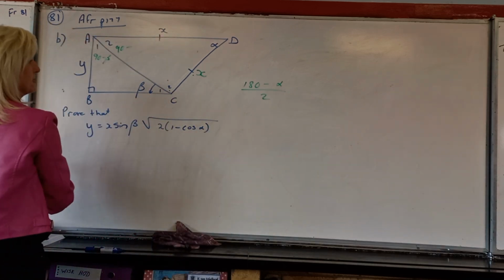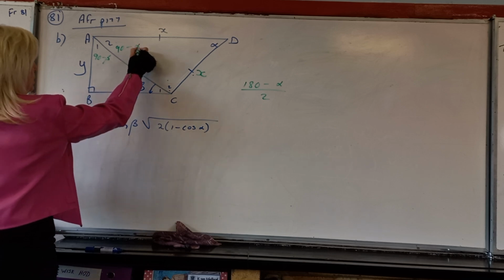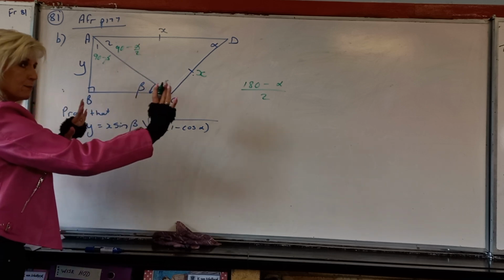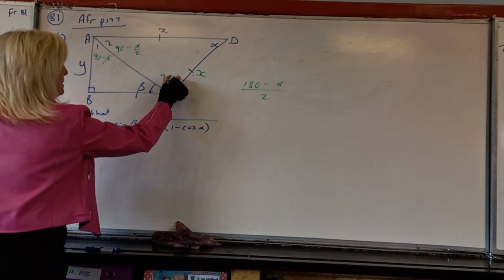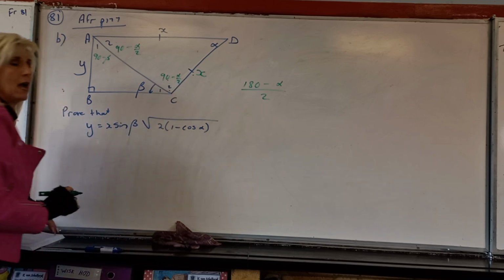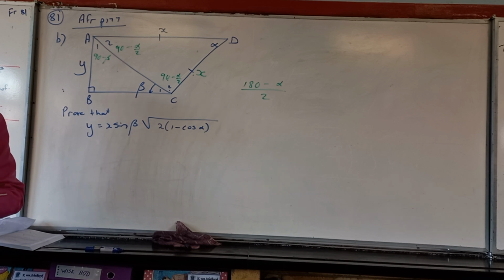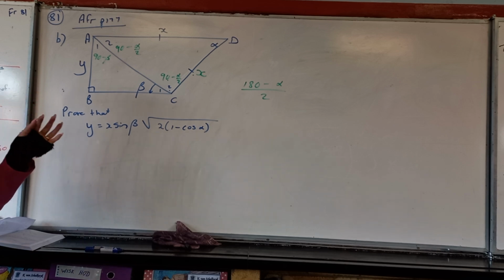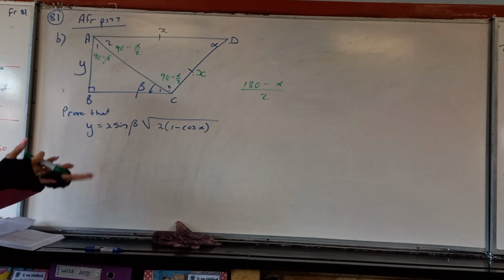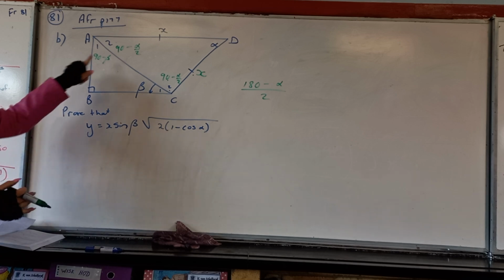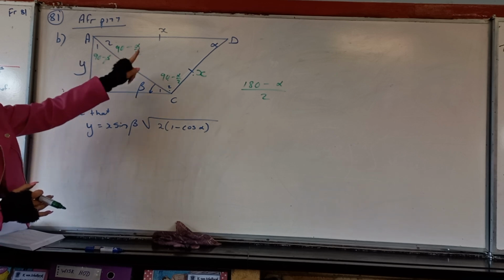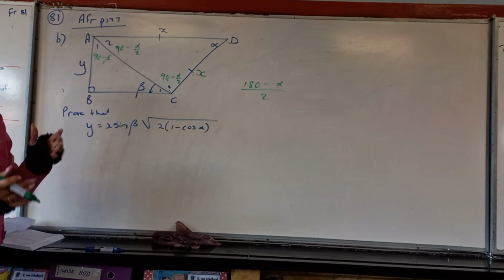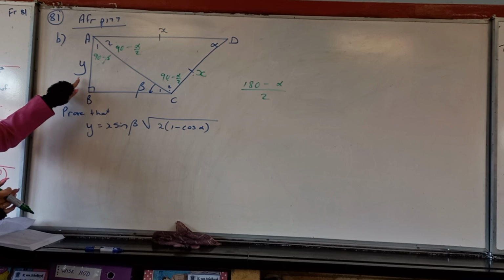90 minus half alpha if you want to. But if you want to leave it like that, it's perfect. 90 minus half alpha. Am I going to use all of that? Maybe sometimes I don't always use all of these things, but I do it so that I have it when I need it. So, all of the angles in the first triangle, all of the angles in the second triangle are there. They're trying to get me to find y.